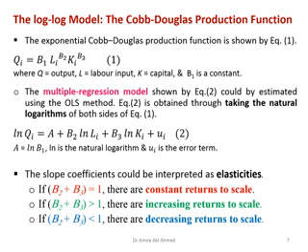If this sum is less than 1, then there are decreasing returns to scale. That is, doubling the inputs results in increasing the output by less than double. Finally, if this sum is greater than 1, there are increasing returns to scale. That is, doubling the inputs leads to an increase in the output by more than double.